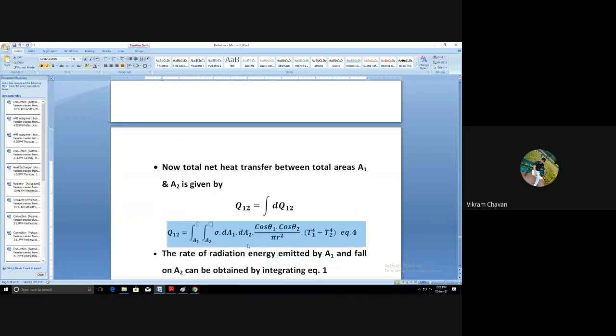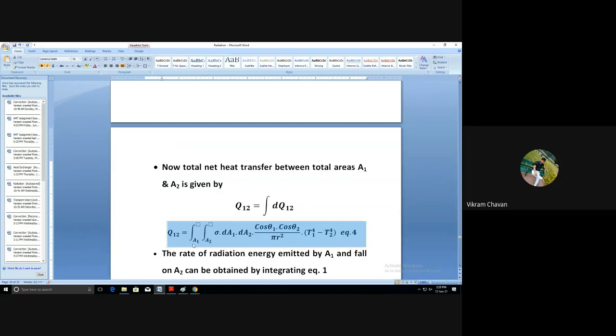So Q12 will be equal to integration for the area 1 and also another integration for the area 2 of the term sigma multiplied by dA1 multiplied by dA2 multiplied by cos theta 1 multiplied by cos theta 2 divided by pi r square multiplied by T1 raised to 4 minus T2 raised to 4. That will be considered as equation number 4. So that equation will provide the total net heat transfer between the total surface areas A1 and A2.